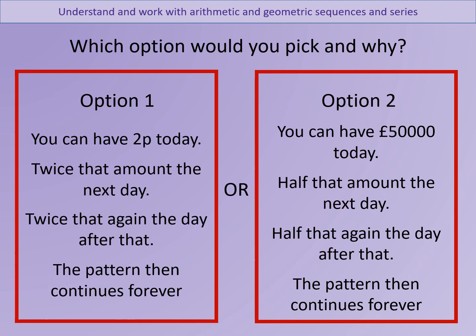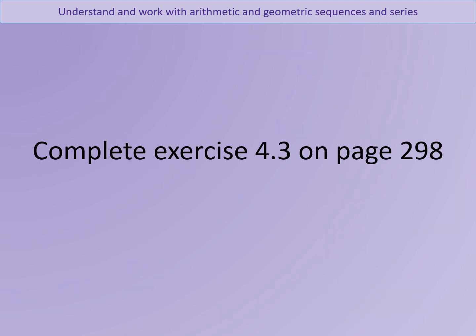So theoretically, option 1 is the better one because this has no limits. However, you may want to consider the amount of time it will take for option 1 to overtake option 2 before you choose your final option. Now complete exercise 4.3 on page 298.